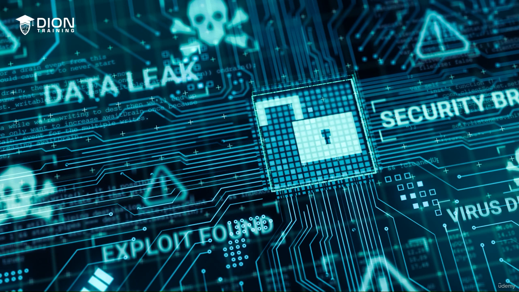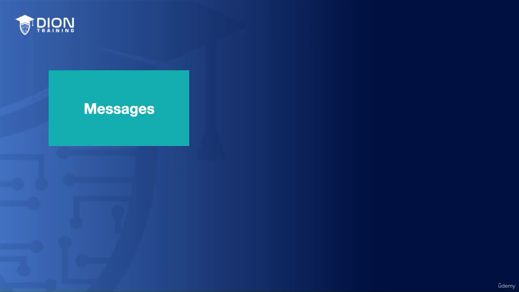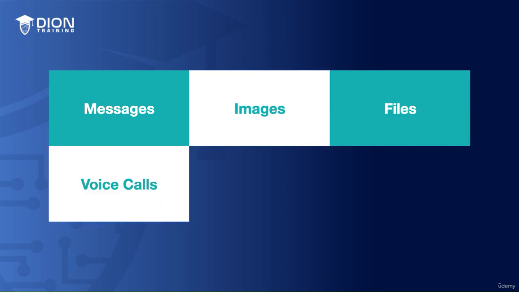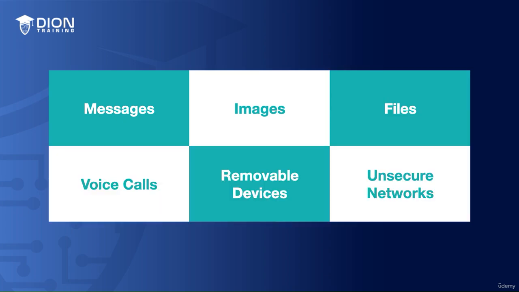So, now that we understand some of the basics of threat actors and attack surfaces, let's take a look at several different threat vectors that could be used to attack your enterprise networks, including messages, images, files, voice calls, removable devices, and unsecure networks.